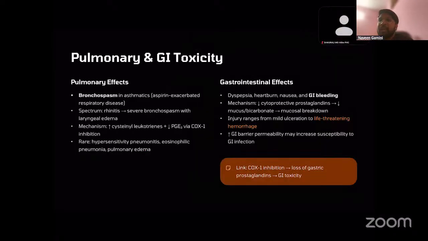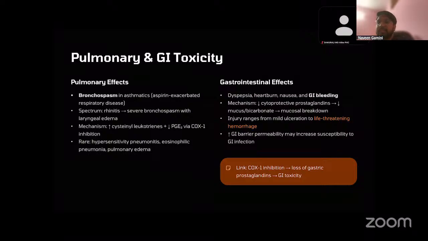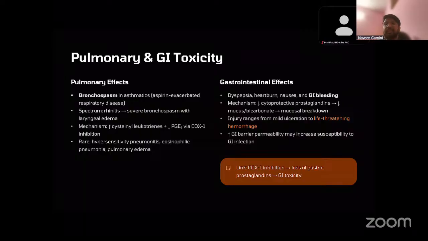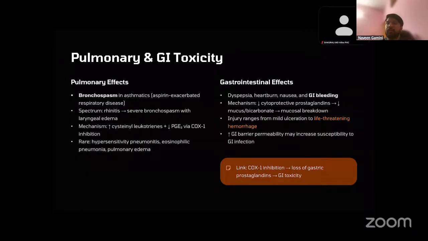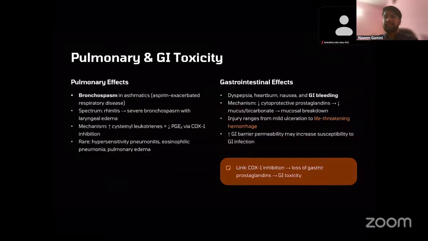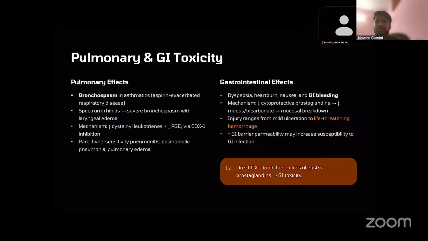Next, regarding pulmonary toxicity, bronchospasm in asthmatics can be seen. Just like aspirin-exacerbated respiratory disease, even NSAIDs can exacerbate bronchospasm in asthmatics. And the spectrum ranges from normal rhinitis to severe bronchospasm with laryngeal edema. The basic mechanism to explain the pulmonary effects is that there can be increased systemic leukotrienes because of reduced prostaglandins like PGE2 via COX-1 inhibition. There will be increased systemic leukotrienes, and these will push the patient into the spectrum of rhinitis to severe bronchospasm.